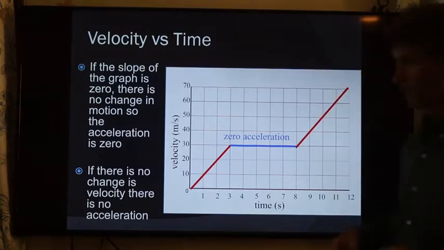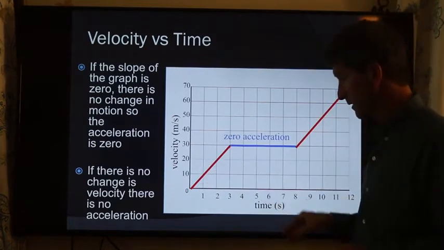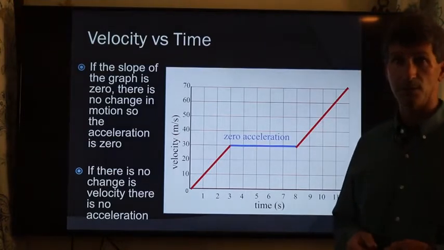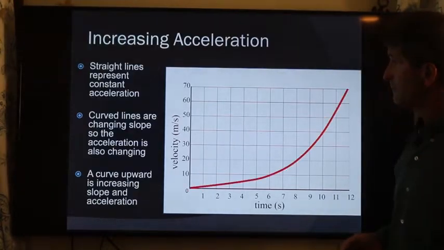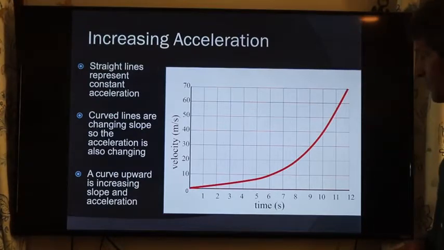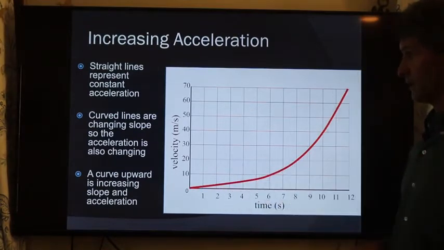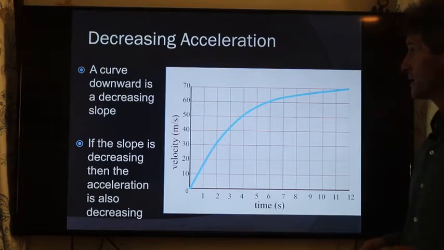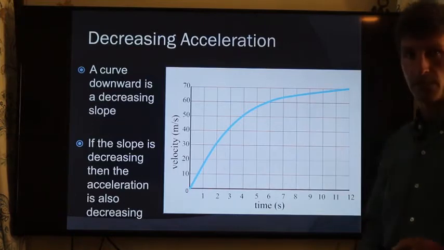Again, here's a graph. This time it's velocity as a function of time. So when the slope becomes 0, our acceleration is also 0. Increasing acceleration would be an upward curve like this, where the slope is getting steeper. Decreasing acceleration would mean that the slope is becoming less.